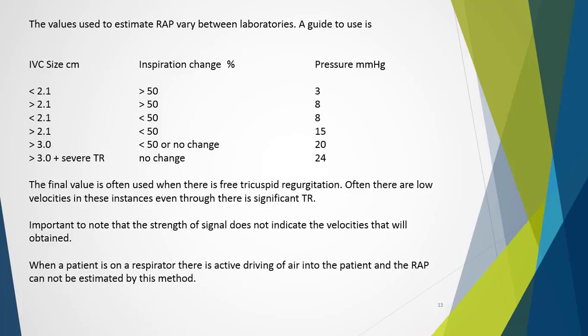The final value is often used when there's free tricuspid regurgitation as a result of lack of coaptation of the leaflets. It is often seen that there are low velocities in the tricuspid regurgitant jet, even though there is a significantly strong signal. This is because there is a markedly increased right atrial pressure with a reduced pressure gradient between it and the right ventricle. Therefore, it is important to note that the strength of the signal does not indicate the velocities that will be attained. When a patient is on a respirator, there is active driving of air into the patient, and the right atrial pressure cannot be estimated by this method.